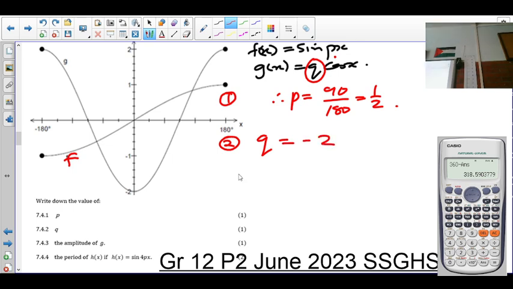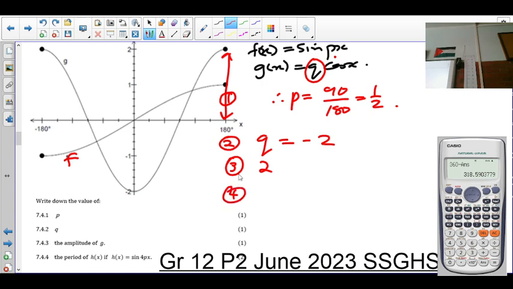What's the amplitude of G? The amplitude of G is 2. Remember, amplitude is never negative. What's the amplitude? It's a measurement from your neutral to your maximum. That's your amplitude.